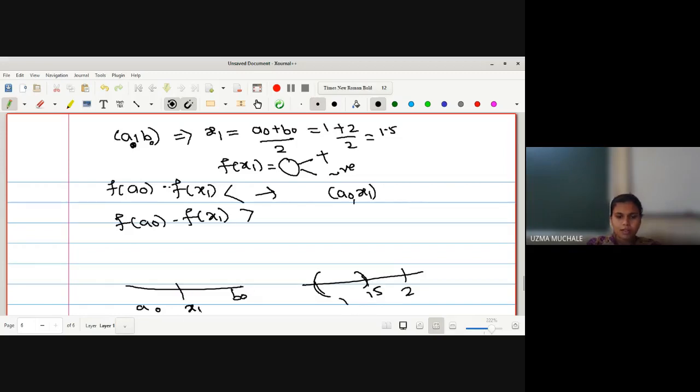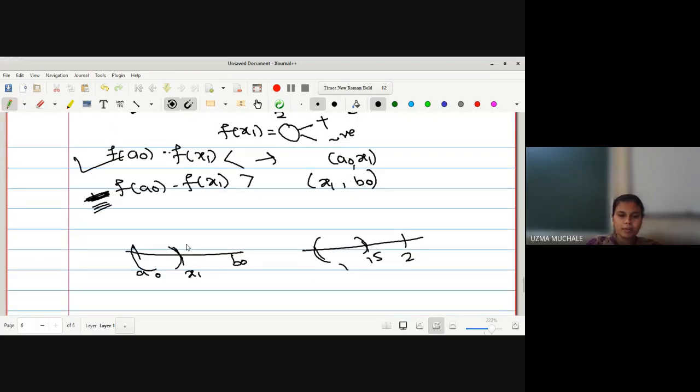So here also, assuming that f of A naught into f of x1 is less than 0, or it may be greater than 0. If it is less than 0, we can say the next interval is A naught to x1. And if f of A naught into f of x1 is greater than 0, then we can say that the root lies in the interval x1 to b naught. In this case also the interval will be smaller. Earlier, the interval was A naught to b naught.